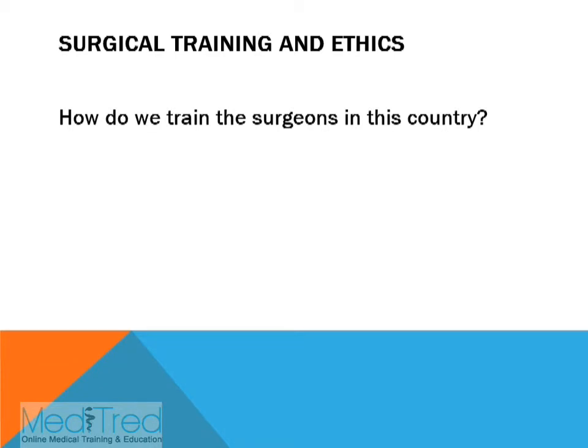So that's the background between the MDs and the ODs. So let's look at the surgical training, because this is what the current discussion is all centered around. Optometrists feel that they should be allowed to do some of the surgical procedures. Ophthalmologists feel that they are not trained to handle these surgical procedures, and it should be restricted only to ophthalmologists. So let's look at how the surgeons, i.e. the MDs, are trained in this country.